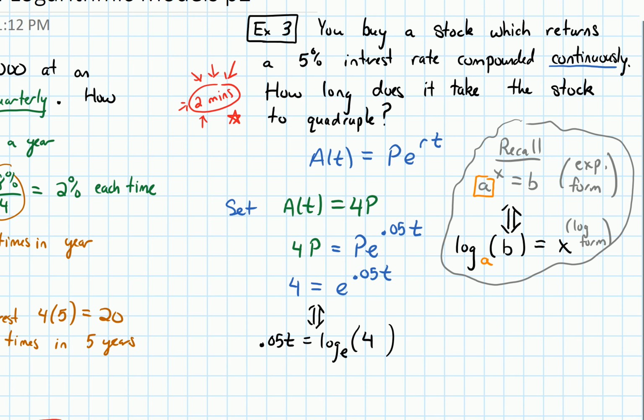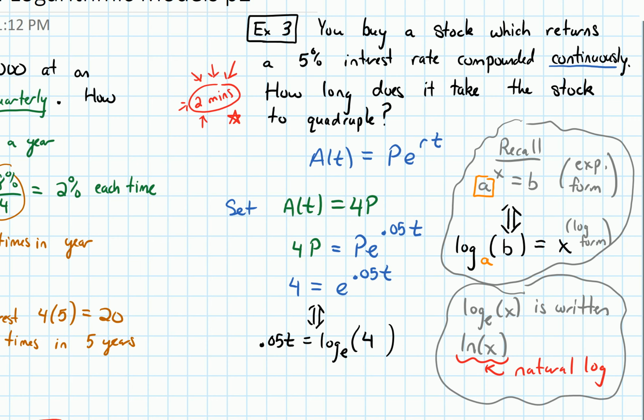Well, log base e has a special name. Log base e of x is written in a special way. This is written as ln of x. That's what ln of x actually is. It's a type of log. It's actually log base e. Okay, so let me put a bubble around this. That's another bit of review from logs.